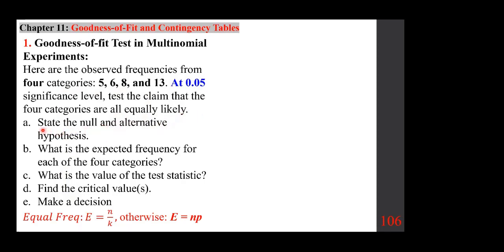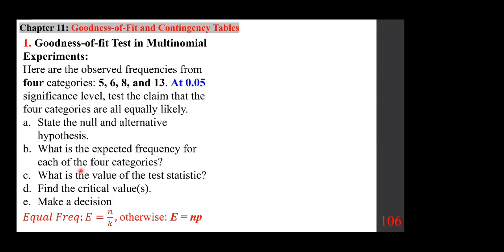because what is part A? State the null and alternative hypothesis. What is the expected frequency for each of the 4 categories? What is the value of the test statistic, the critical value, and make a decision? All of those are the steps involved in the test of hypothesis.